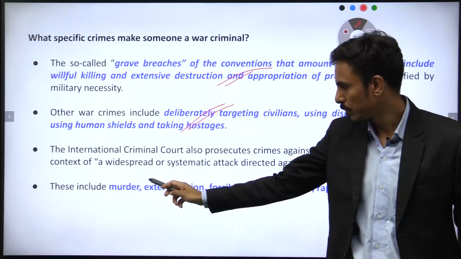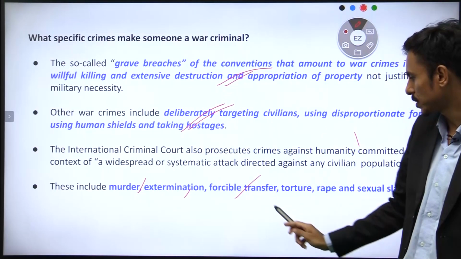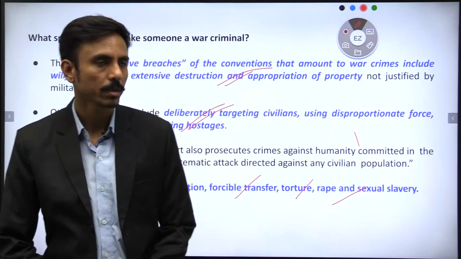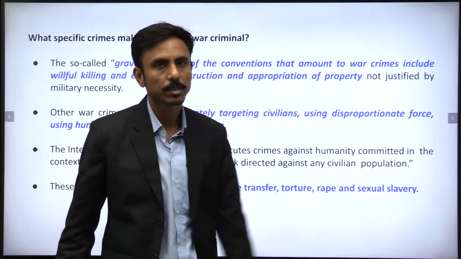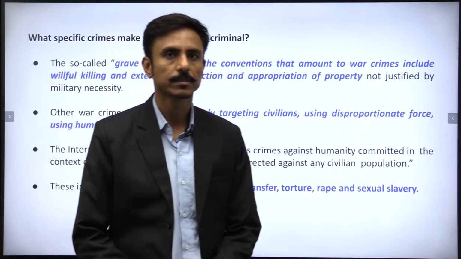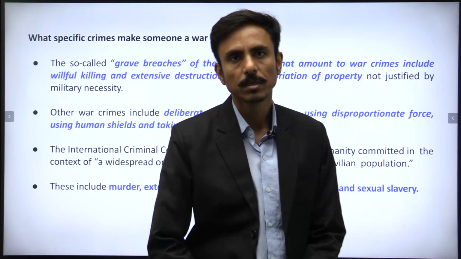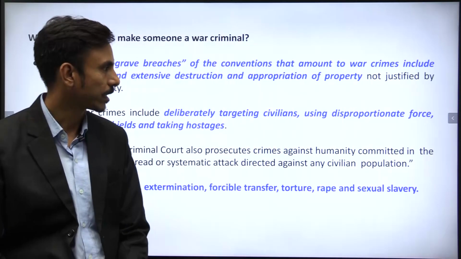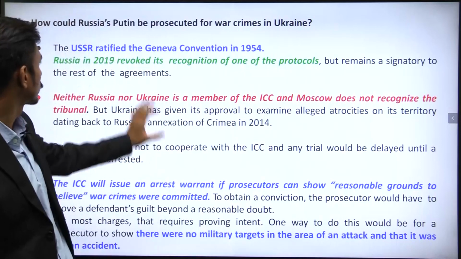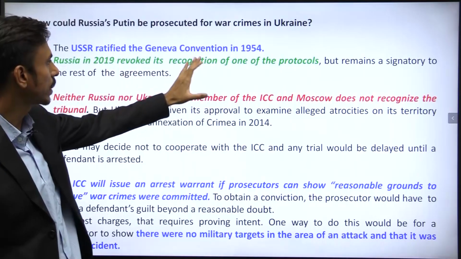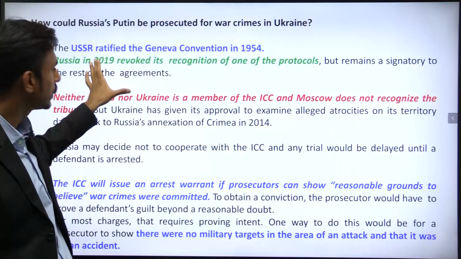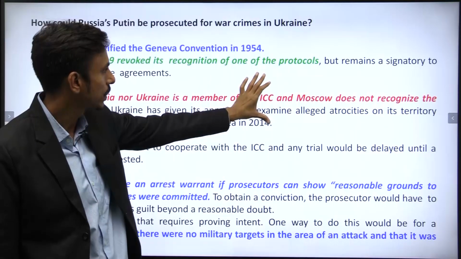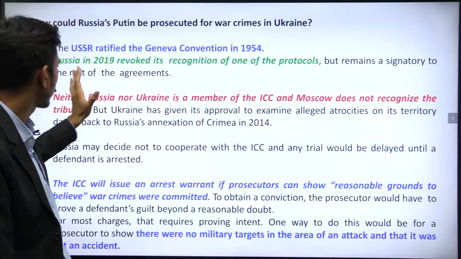And all the abuses like murder, extermination, forcible transfer, torture, rape and sexual slavery during war come under war crime. So guys, the President of America, Joe Biden, is asking the International Criminal Court to book Vladimir Putin under war crime. The Geneva Convention was ratified by the Soviet Union in the year 1954, and Russia in 2019 revoked its recognition of one of the protocols, but remains a signatory to the rest of the agreements.